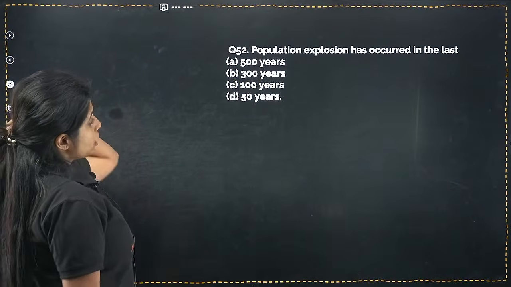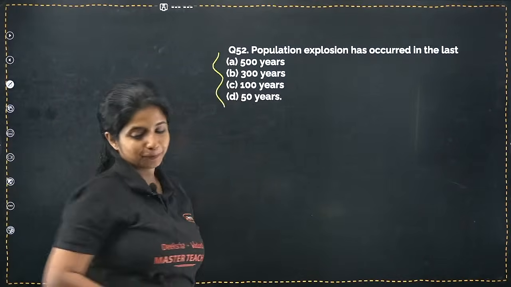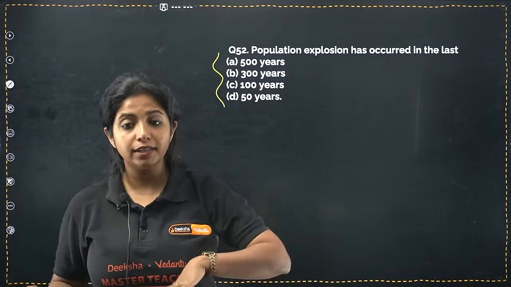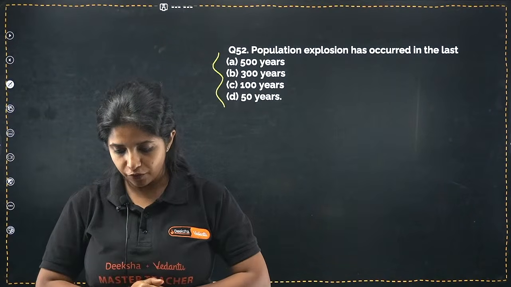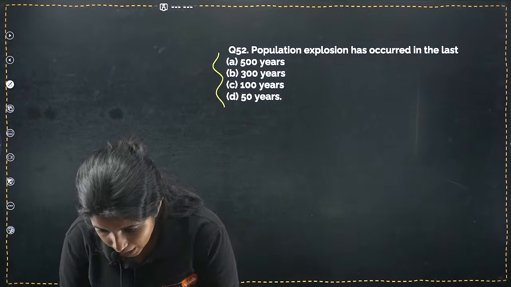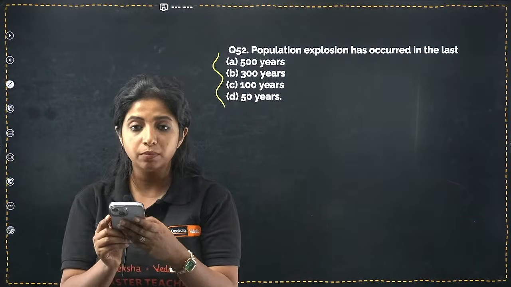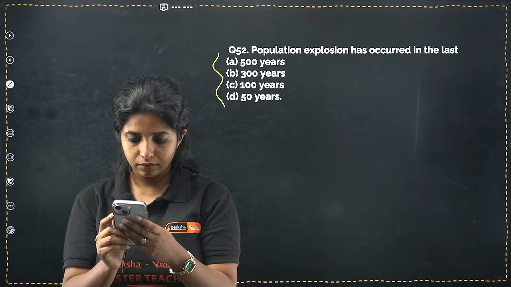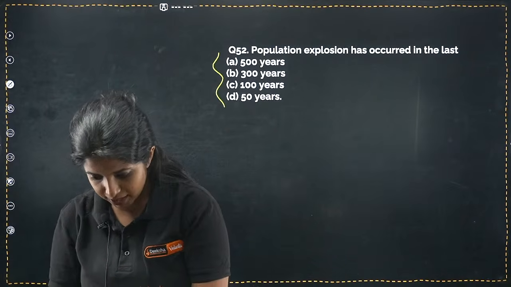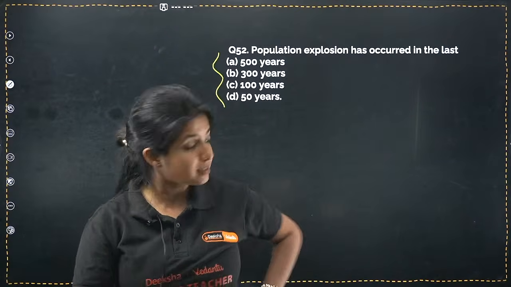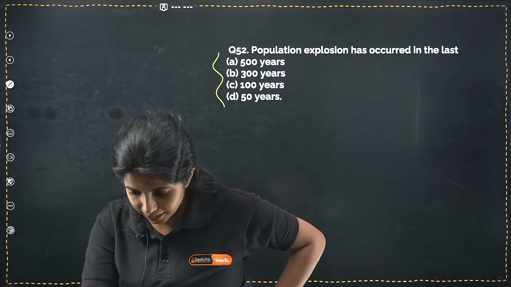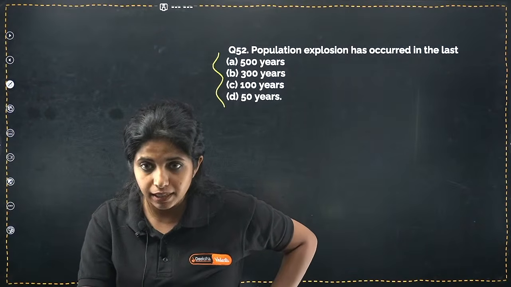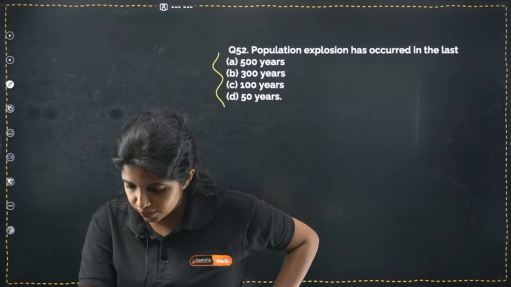Exactly. Population explosion has occurred in the last what? Population explosion which is there, it has occurred in the last what? 500 years, 300 years, 100 years, 50 years. What do you think is the answer for this particular question? Okay, someone says 300. Why do you say 300 is the answer? Some people are saying D. So I am pretty sure no one is able to tell me the answer for this particular question. Right? D, B. Okay. No one is actually close to the answer.